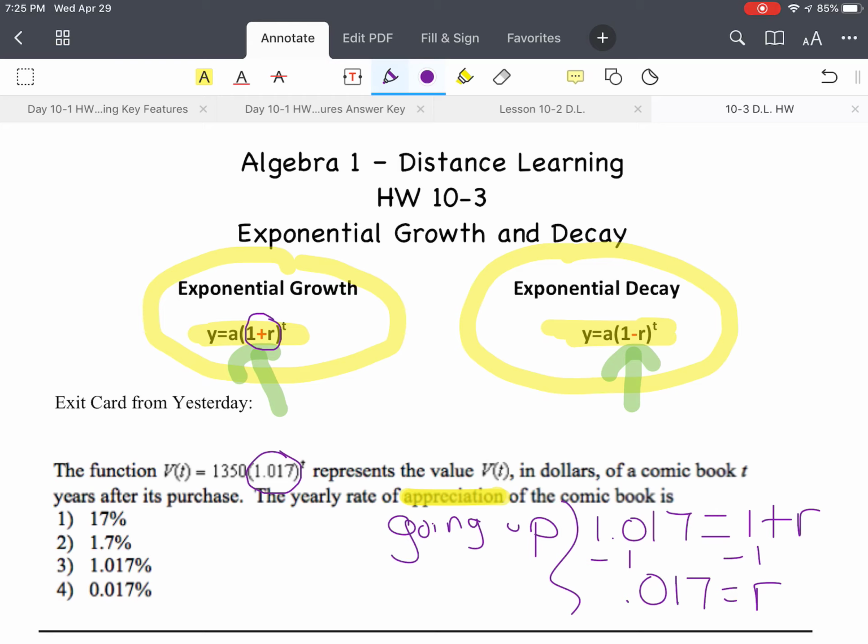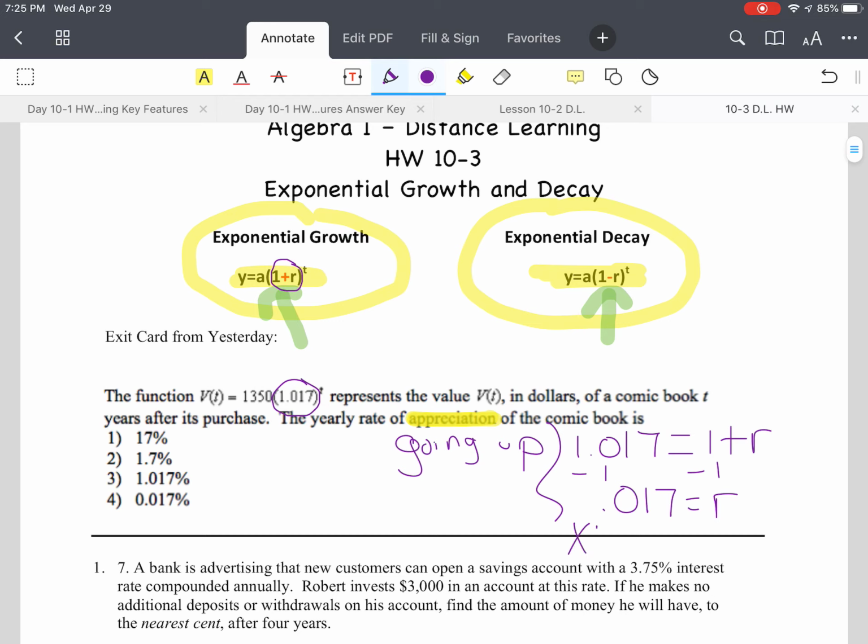That is as a decimal. It's always as a decimal in these formulas. If I want to get it to be a percent, then I need to take that number and times it by 100 or move the decimal over 2 spots. So it becomes 1.7 as a percent, 1.7%.